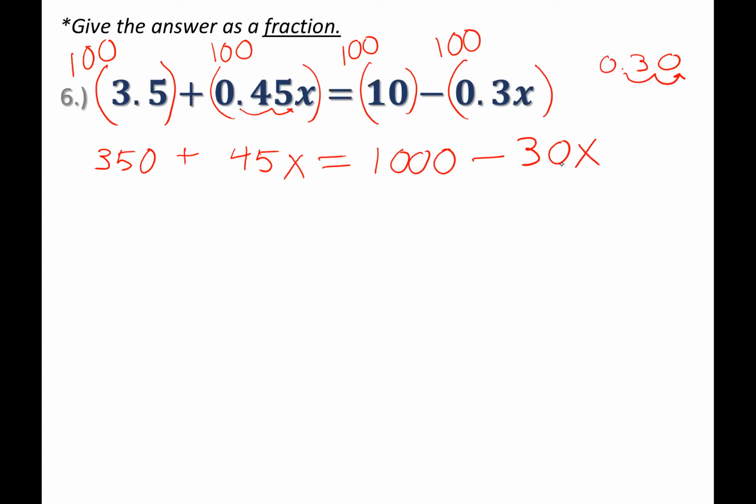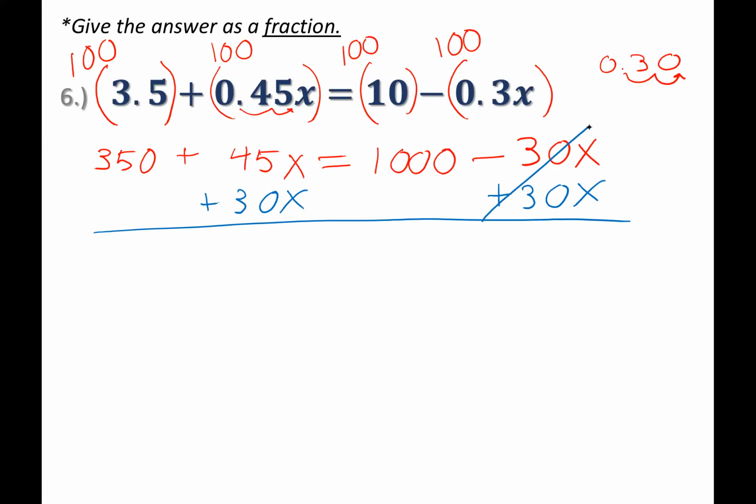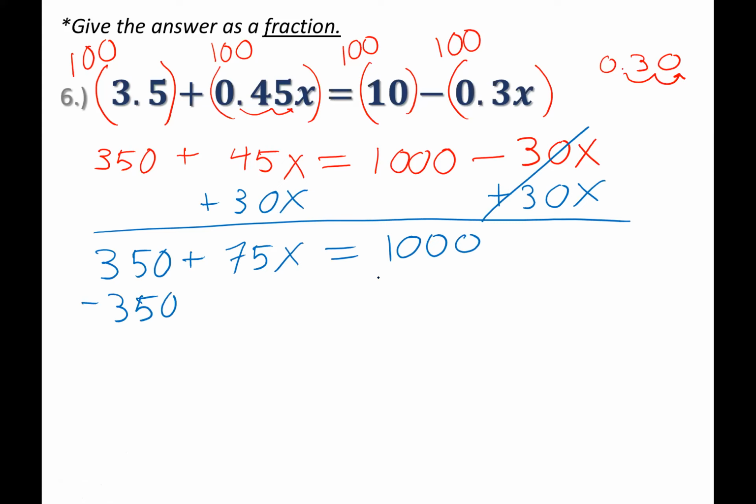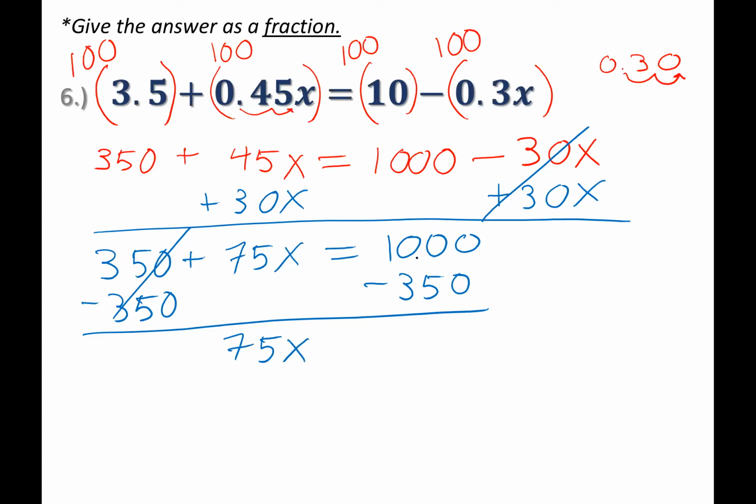Now let's work on isolating the variable. Let's get all the variables on the left side. I'll add 30x to both sides, because of that minus 30x, canceling out. 45x plus 30x is now 75x, and I'm bringing everything else down. So 350 plus 75x equals 1,000. Let's keep going. I will subtract 350 on both sides, because now that I've gotten all the x's on the left side, let's get all the numbers on the right side. So 75x equals 1,000 minus 350 is 650.